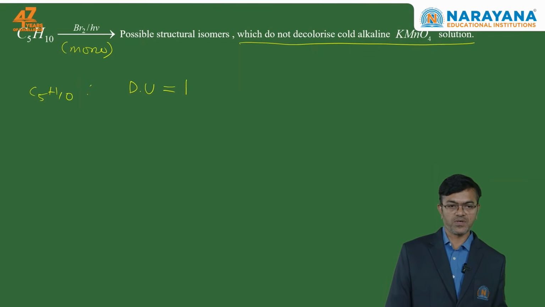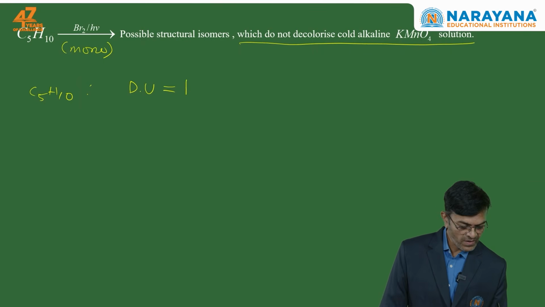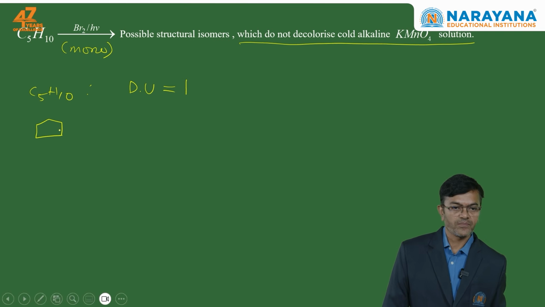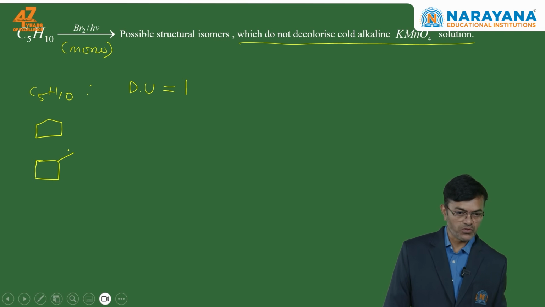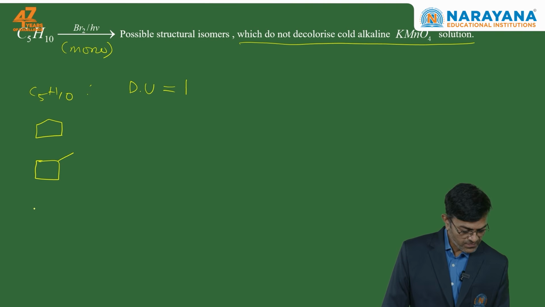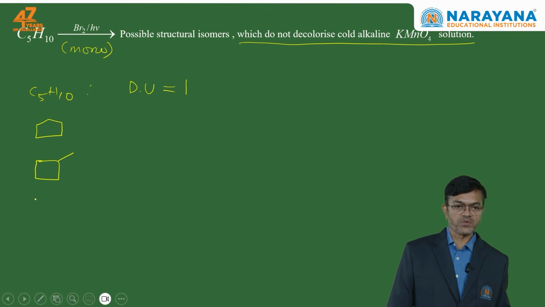KMnO4. So those examples we are not looking at. So what we are looking at here are only cyclic compounds. So C5H10, there is a possibility of cyclopentane, then cyclobutane with one methyl substitution. Next, wherever you substitute this methyl, it will be same.